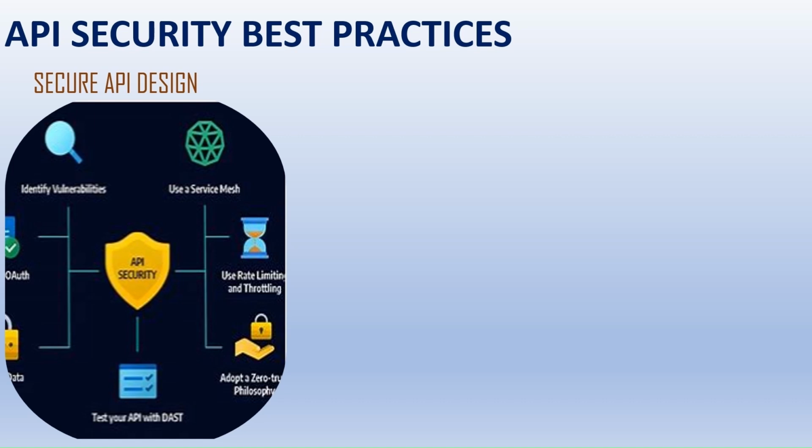Business logic abuse is a significant vulnerability for API security. Attackers may manipulate an API's business logic to gain unauthorized access to specific functionality or resources, or exfiltrate sensitive data.